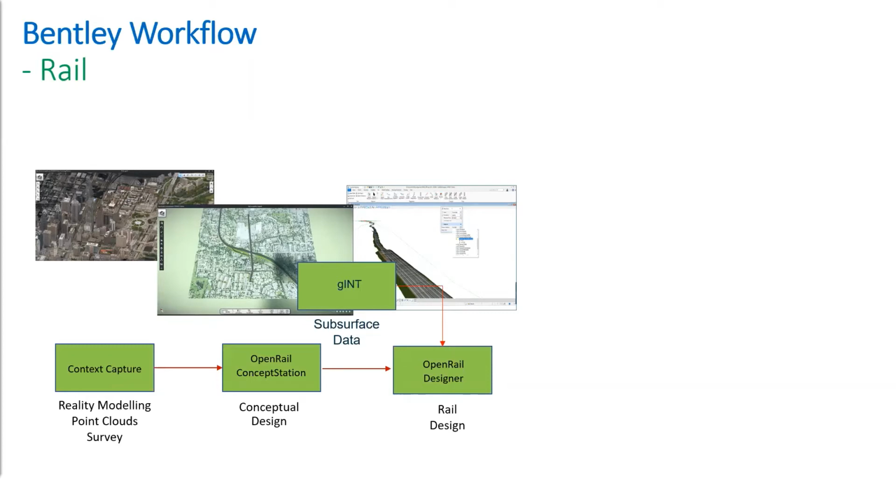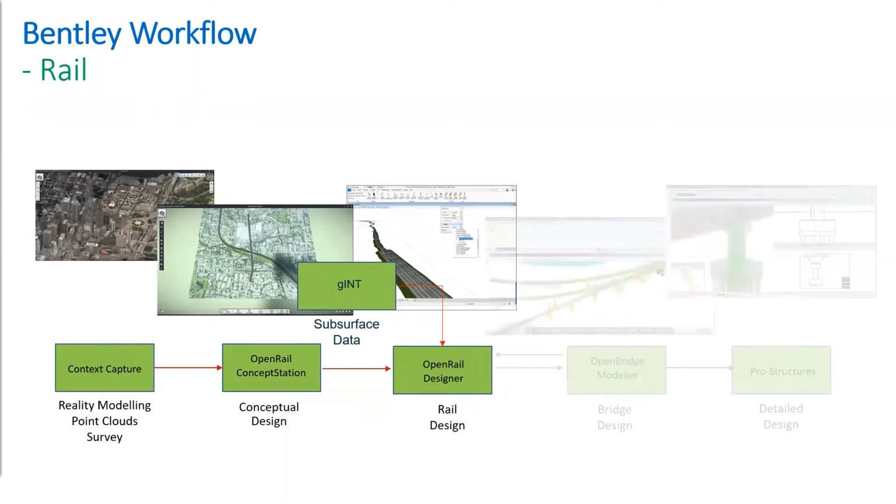For conceptual design, we have OpenRail Conceptual. This is where you do your initial planning and quick costing and assess the feasibility of the design scheme. Once that has been finalized, you bring it into OpenRail Designer for the detailed design of your rail track infrastructure. You can also bring in geotechnical data and overlay it within your rail design using GIN.